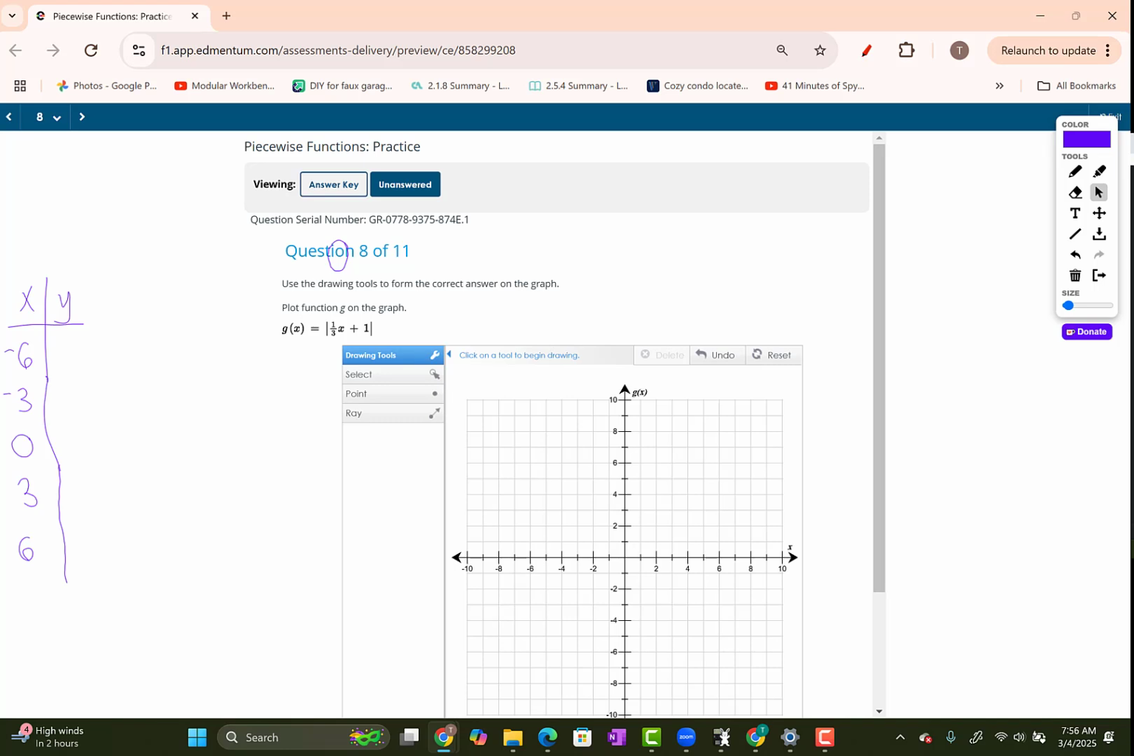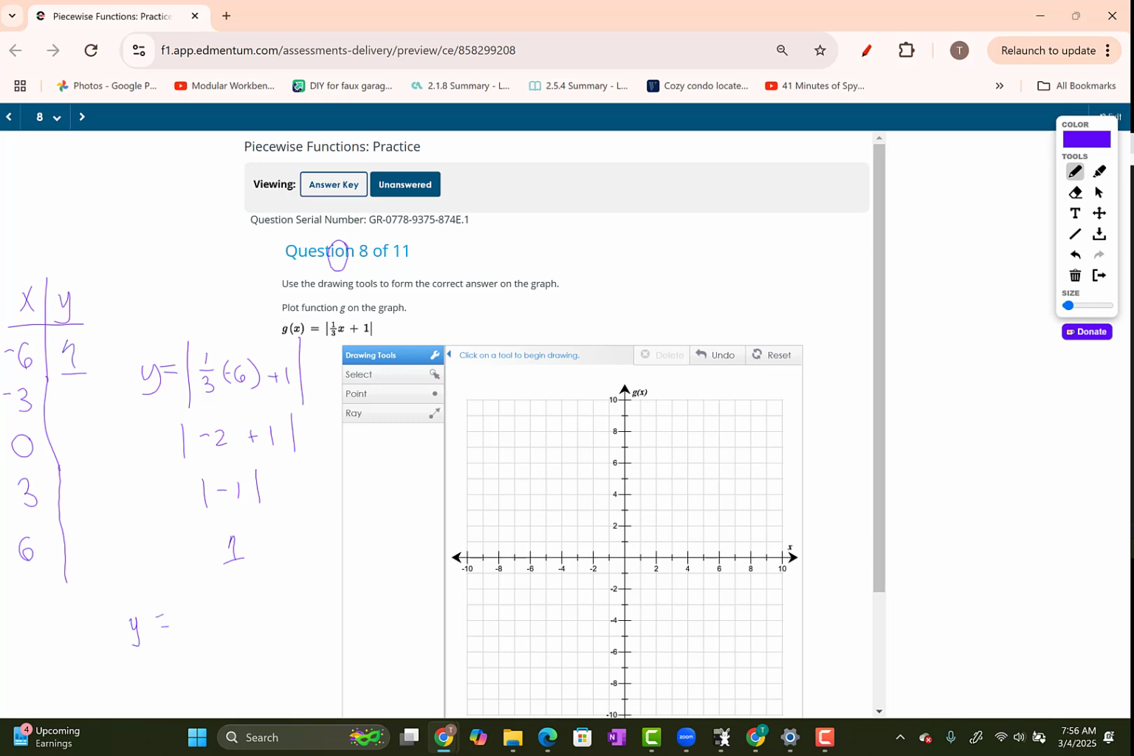So let's take each one of these numbers, and we're just going to substitute each one. I'm going to rewrite this as y equals, just a little more friendly language. And we're going to replace x with -6. So 1/3 times -6 is -2. -2 plus 1 is -1. The absolute value of -1 is +1.